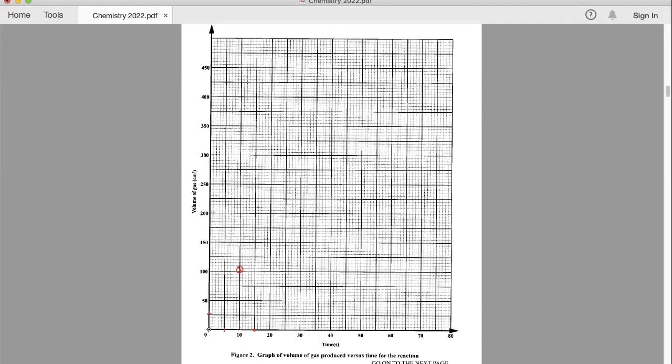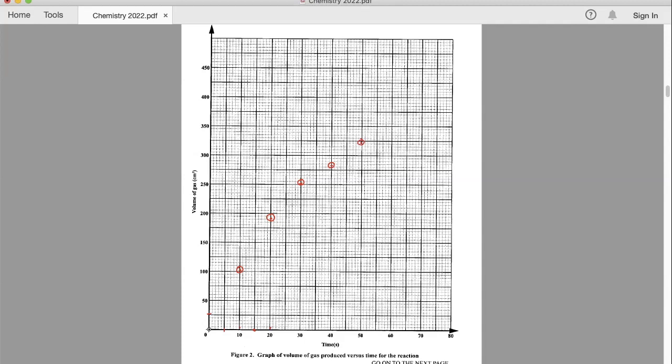Right, so that's the first one. At 20, we have 190. So 20 is here. We're going to find 190. 90 is here. 30, 250. That one is an easier one. 40, 280. 50, 320. 60, 340. 60 is 340.